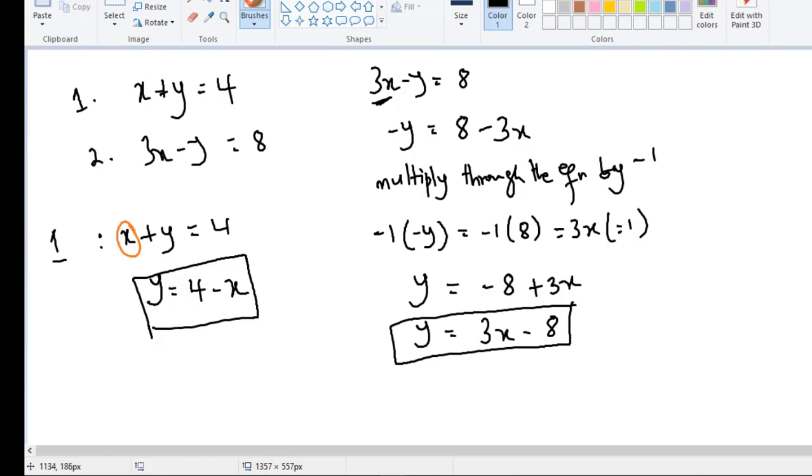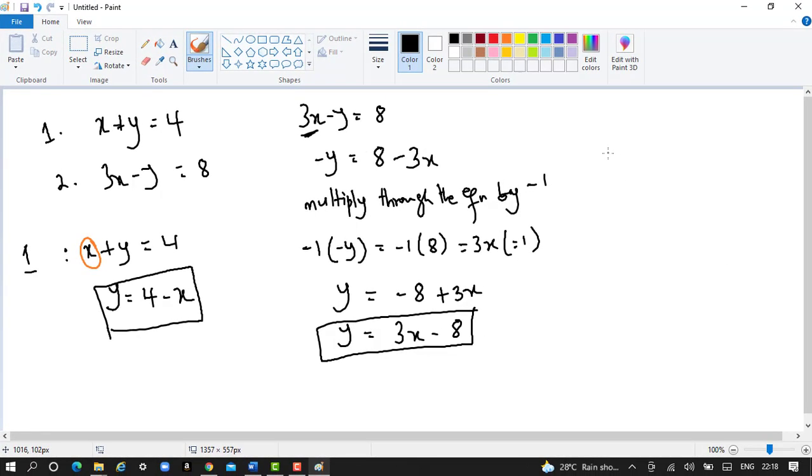So finally, we have our two equations that we're going to work with: y equals 4 minus x, then y equals 3x minus 8. Good.